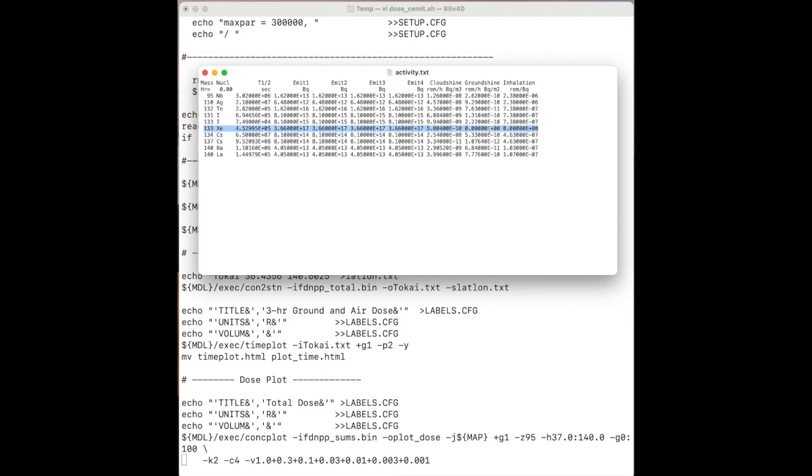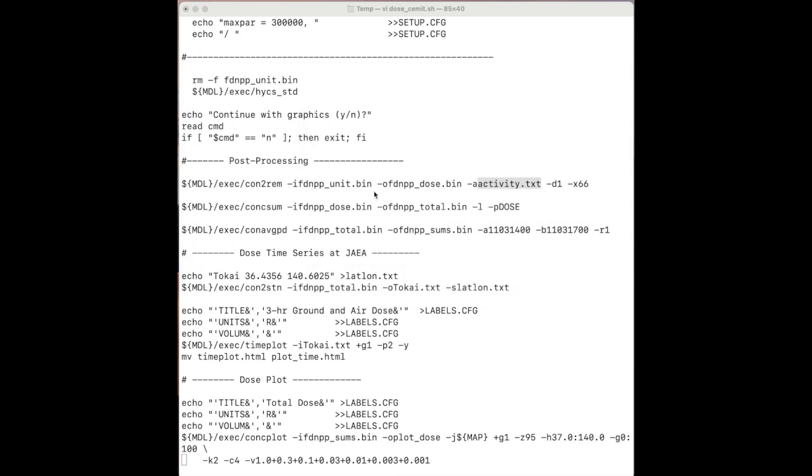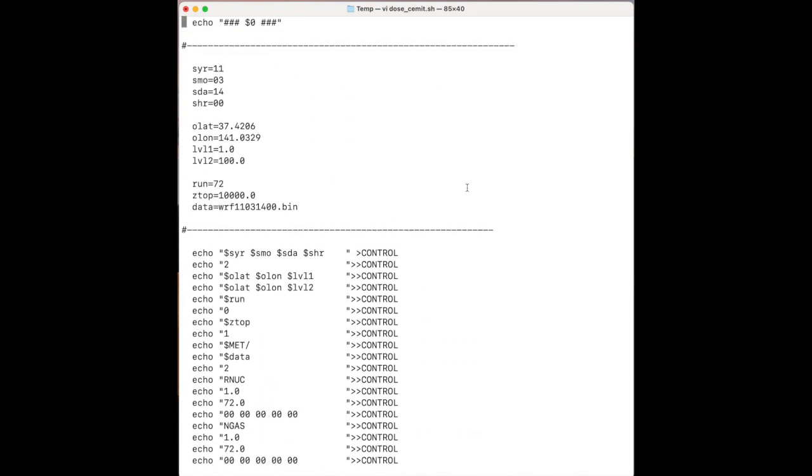The other CONTAREM option, D1, computes the average dose over the 3-hour output period rather than decaying the value to the end of the time period. Also, this program does not have a fission stop time option, but instead the X66 parameter extends the decay time from the model simulation start time on the 14th at 00Z back 66 hours to the fission stop time, 06Z of March 11th.